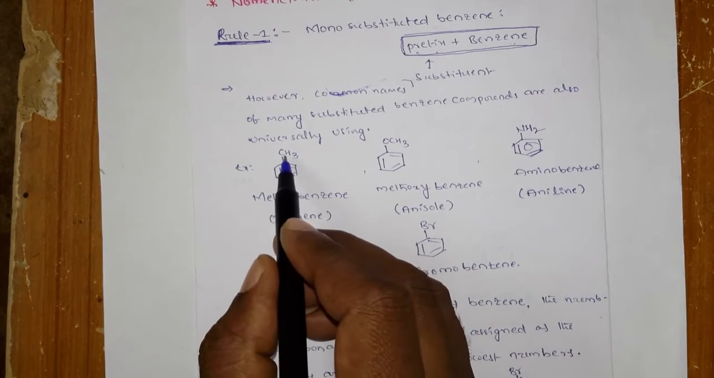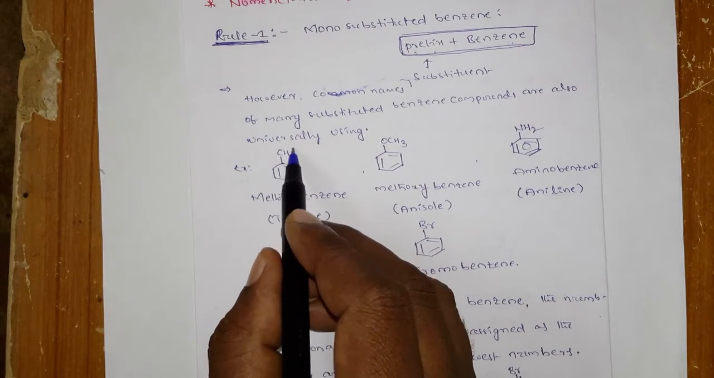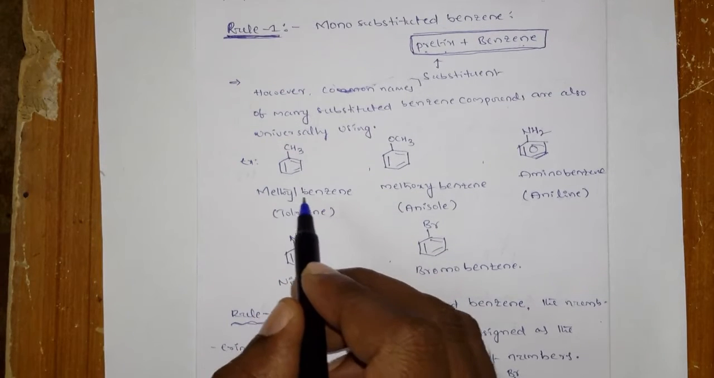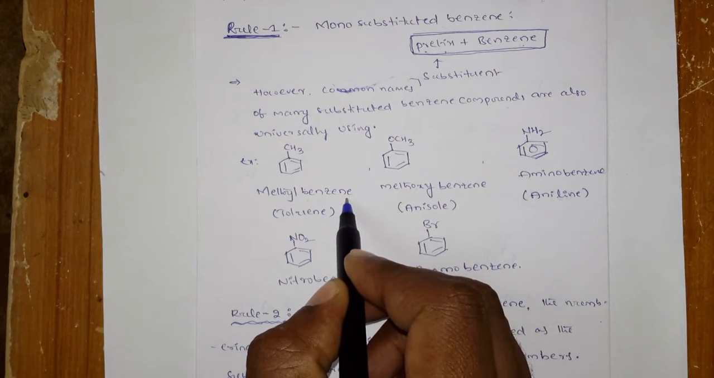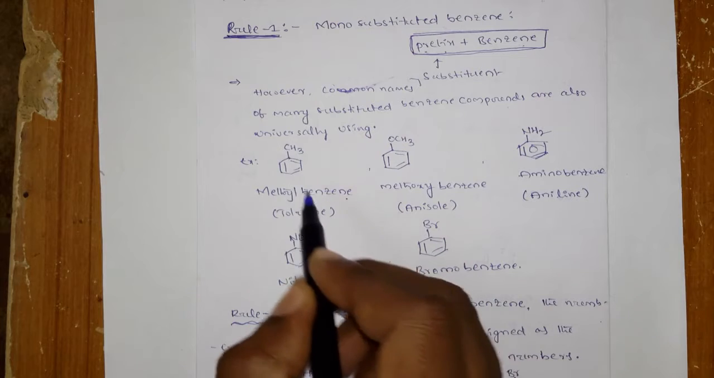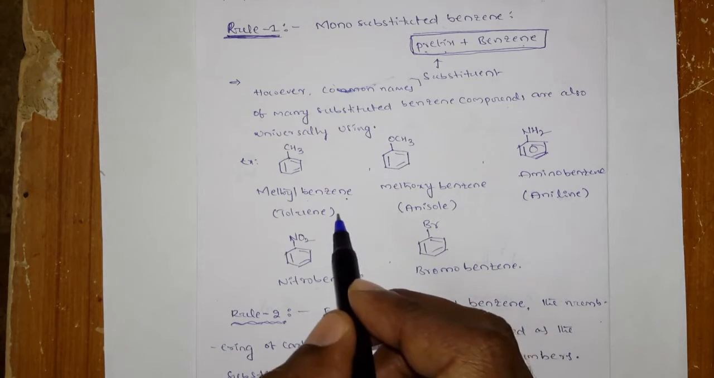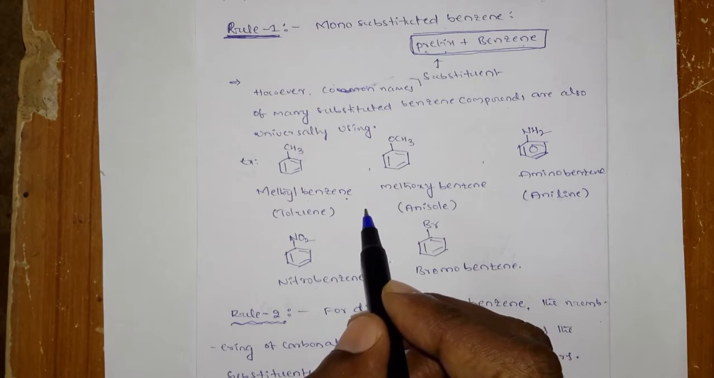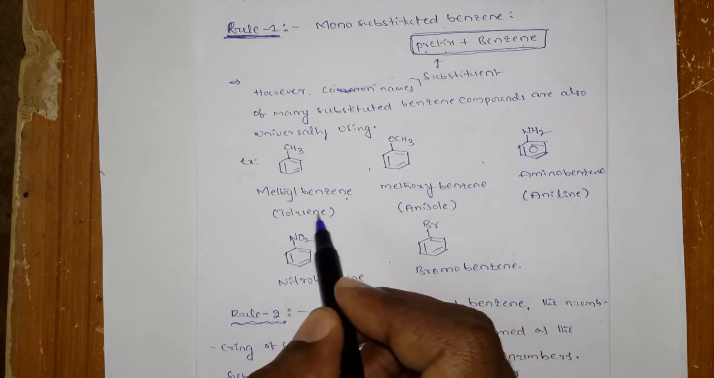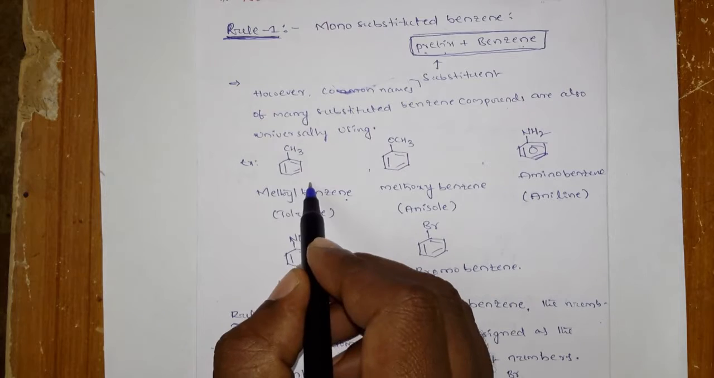This is the benzene and on the above there is a methyl group. So simply you can call it methylbenzene. And it is also called toluene. Toluene is a trivial name or else common name. But what is the IUPAC name? This is methylbenzene.